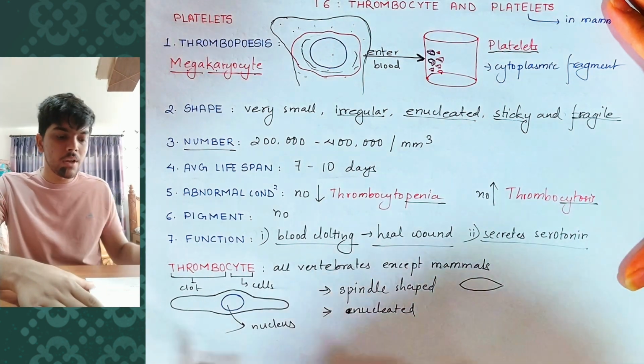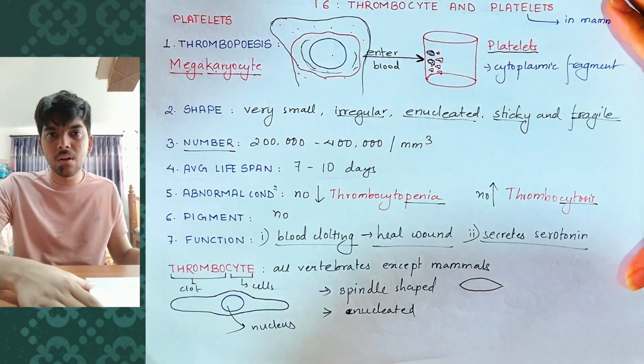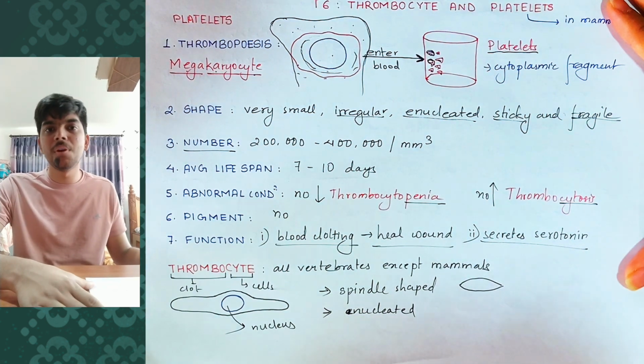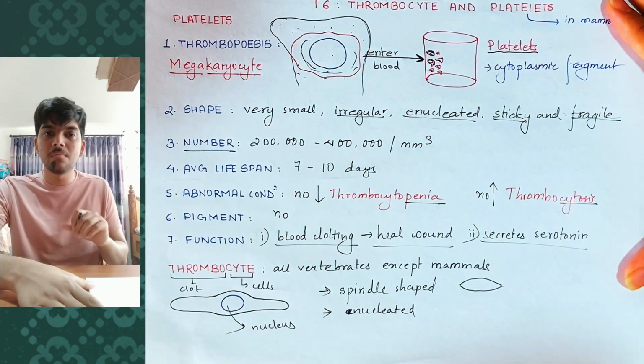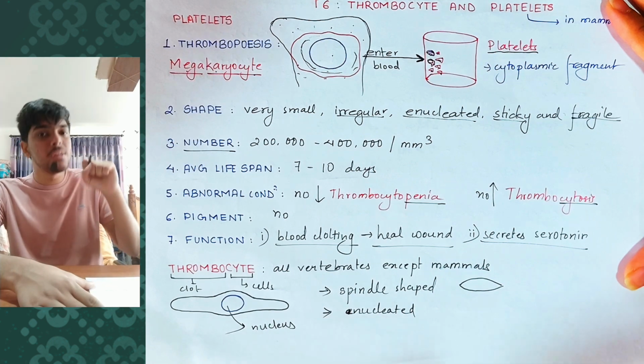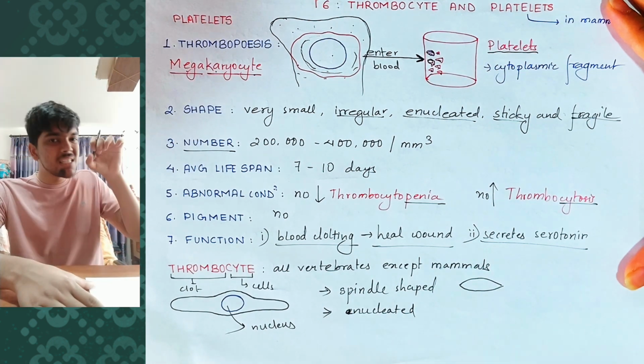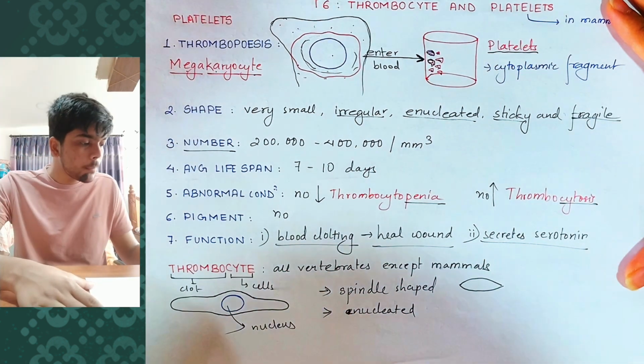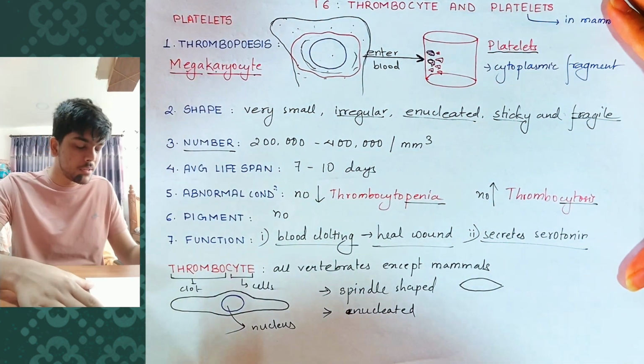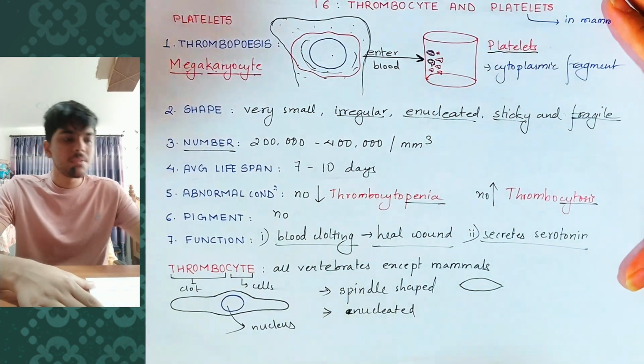Second is serotonin. And serotonin is anti-inflammatory because it is a vasoconstrictor. Vaso refers to blood vessel and constrictor refers to constriction. So the blood vessel gets constricted and the swelling decreases. Okay, so that's your platelets.